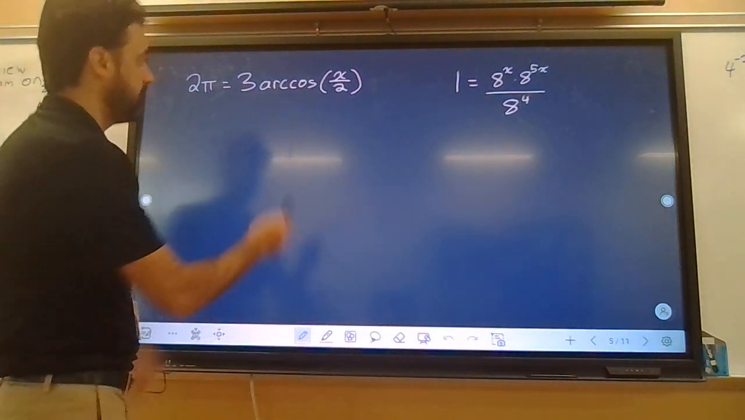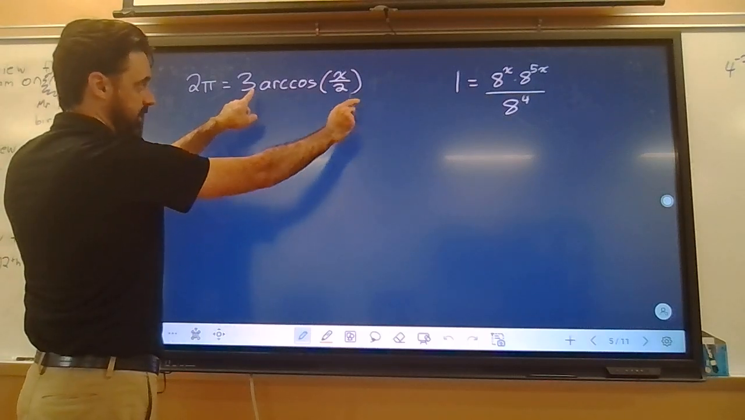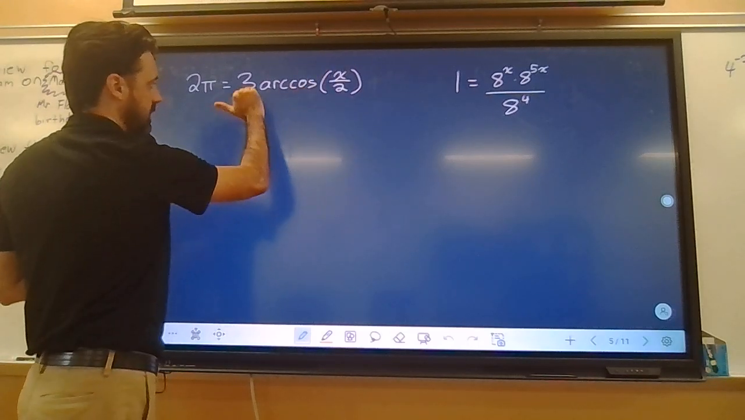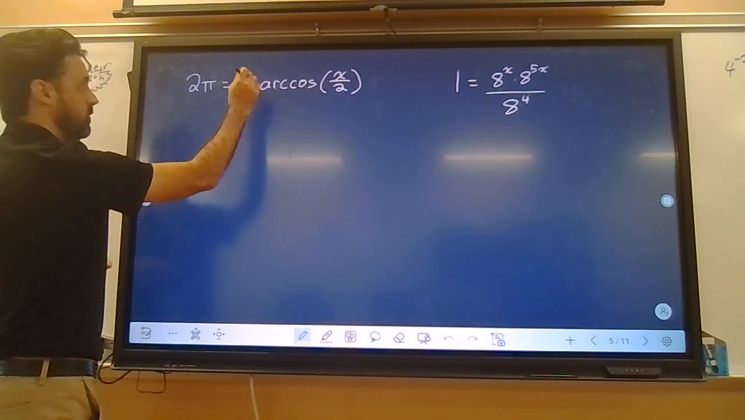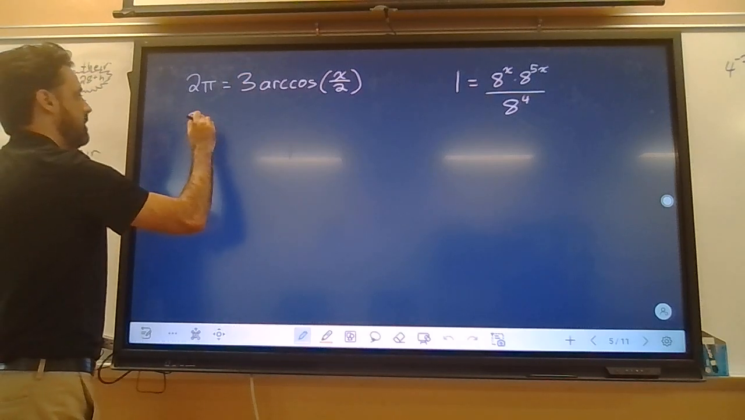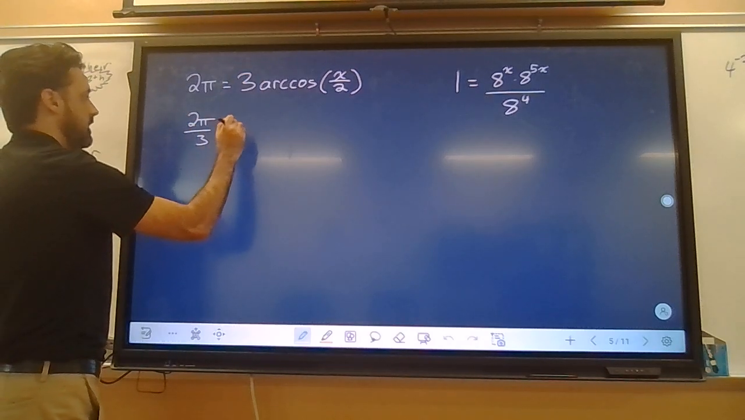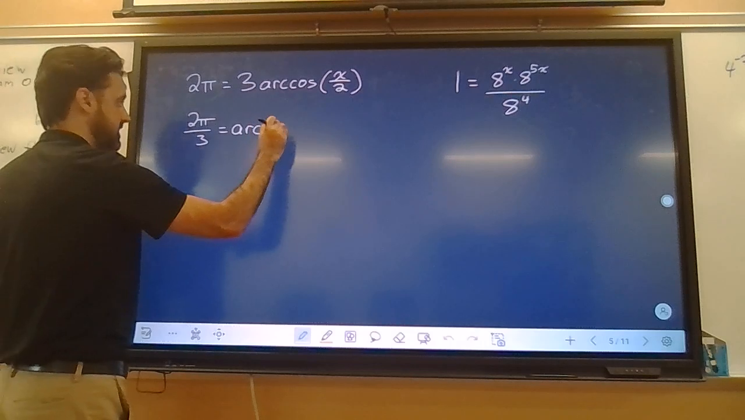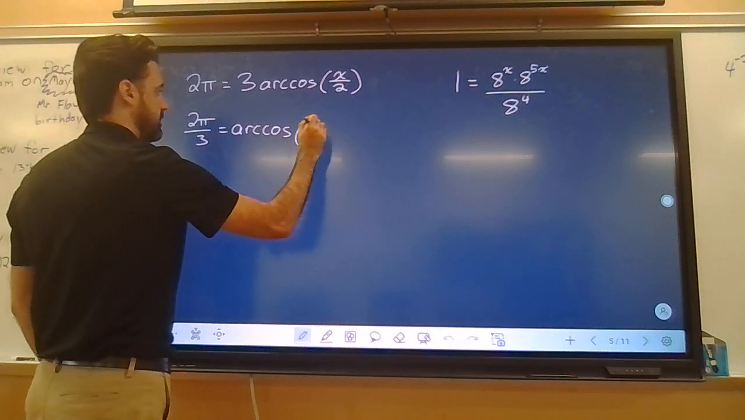We want to start by getting this inverse trig function by itself. Ignore the inside. So I'm just going to move that 3 over. Right now it's being multiplied. We're going to divide it over. So I was going to say 2 pi over 3 equals arc cosine of x over 2.